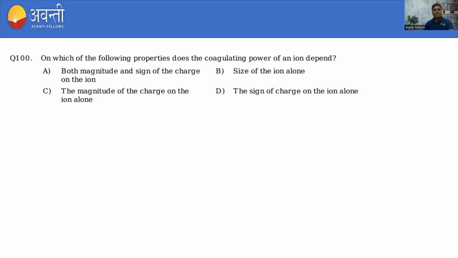Now move to the next question, that is question number 100. On which of the following properties does the coagulating power of an ion depend? So it will depend upon both the magnitude and the sign of the charge. So this is also a very simple question. So I hope till here everyone has understood.